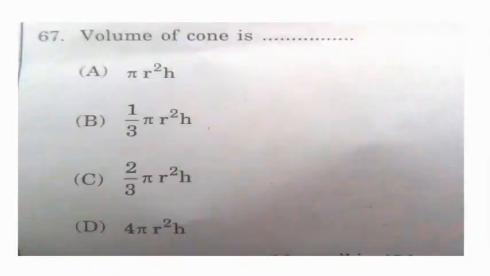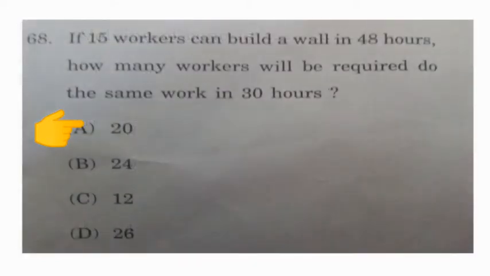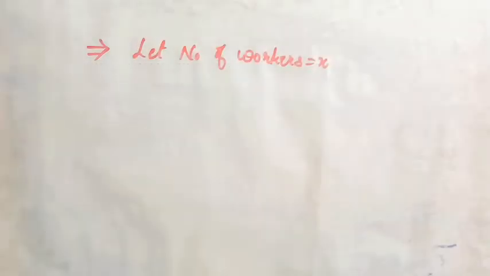Next question is volume of cone is, and the formula is 1 by 3 pi r square h. Next is if 15 workers can build a wall in 48 hours, how many workers will be required to do the same work in 30 hours?